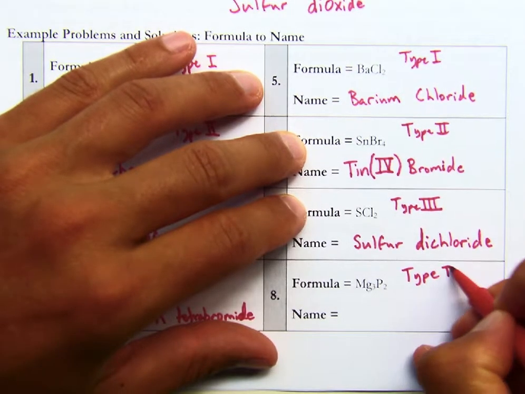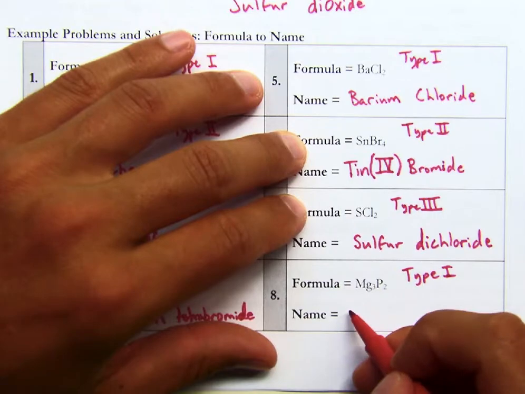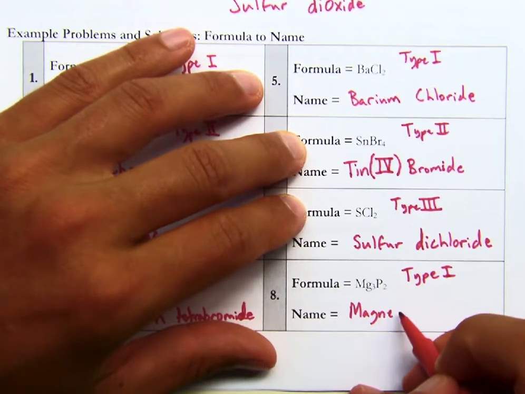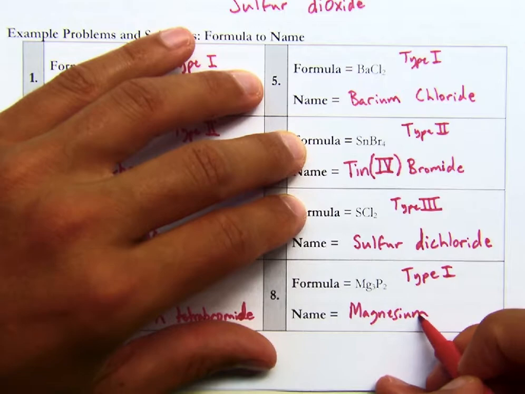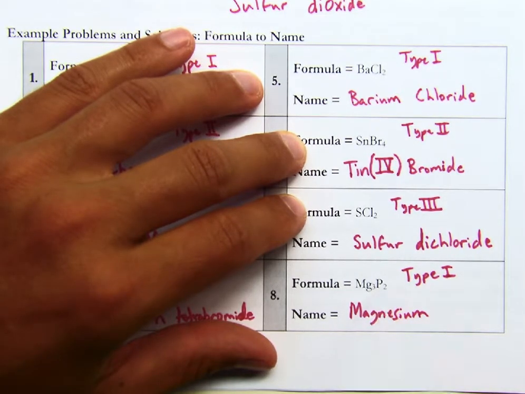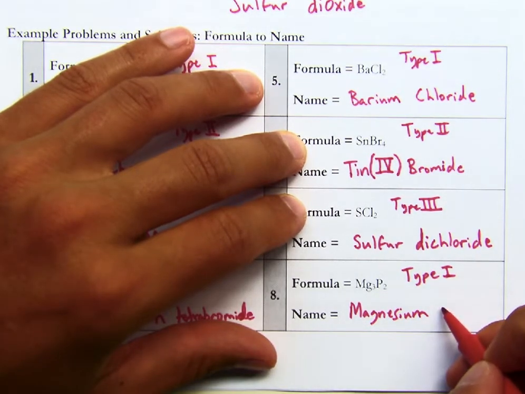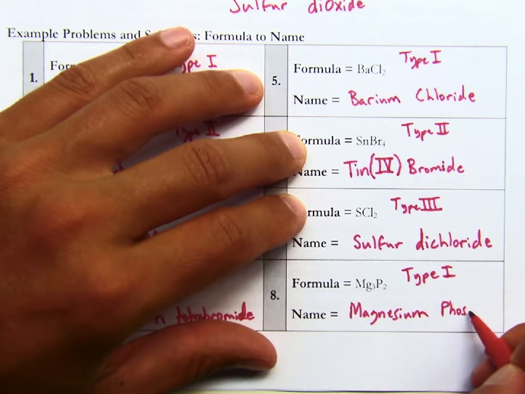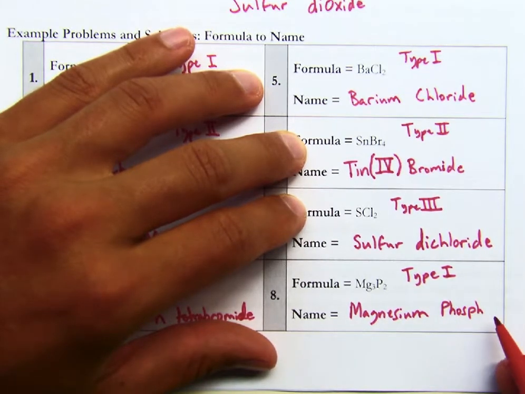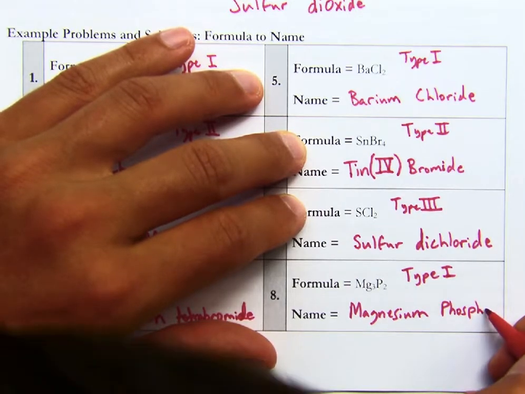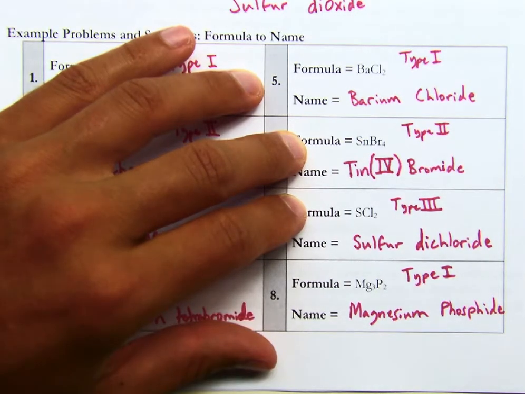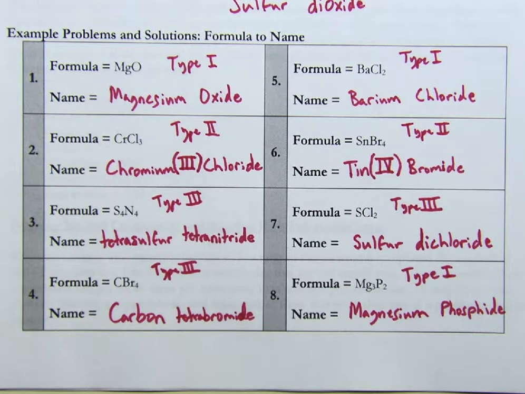Type 1. All you have to do is say the name of the metal, magnesium, and then say the name of the nonmetal with its ending changed to ide. So is phosphorus phosphoruside? How does it go? It's just phosphide. Magnesium phosphide. Not phosphoride or phosphoruside. Phosphide.